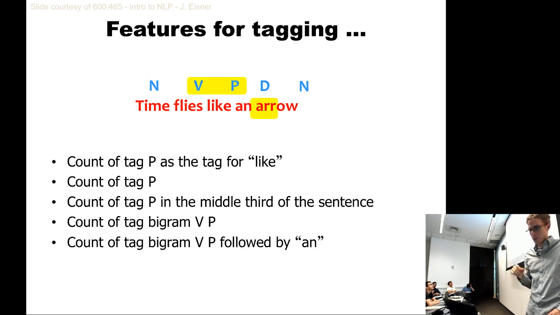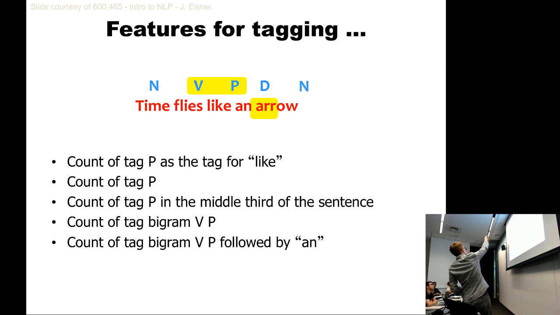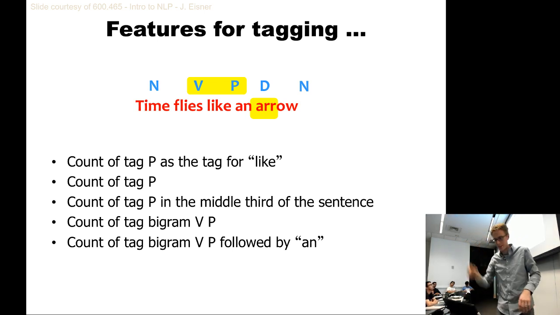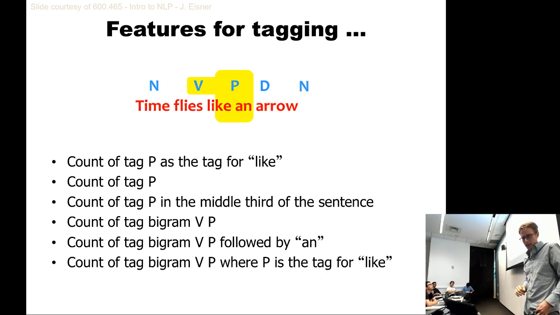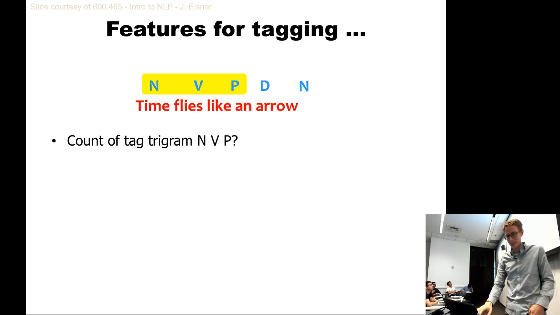But then you could have those transition-probability-like things also look at the sentence simultaneously. So you could have a feature that fires if there's a VP and it's followed by the word "and." Sorry, the highlight's a little off here. And then we could have the tag bigram where P is the tag for the word "like," right? This is a combination of an emission and a transition probability into one. And maybe something that looks at whether the words are lowercase, right? And so this goes on.